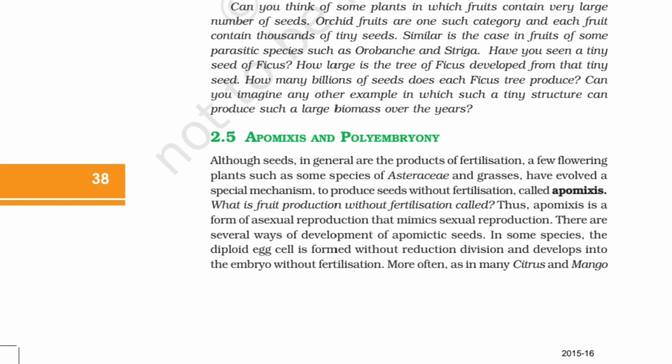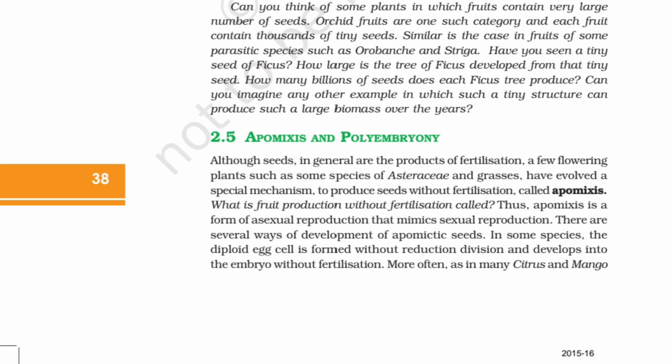Can you think of some plants in which fruits contain very large number of seeds? Orchid fruits are one such category, and each fruit contains thousands of tiny seeds. Similar is the case in fruits of some parasitic species such as Orobanche and Striga.